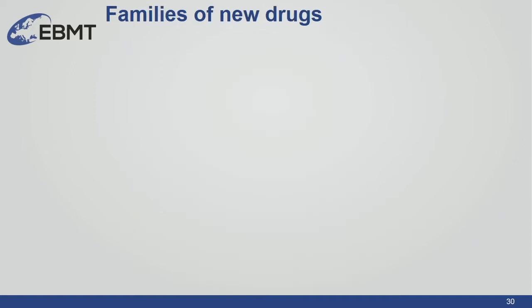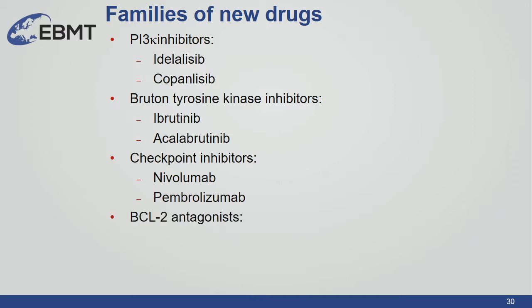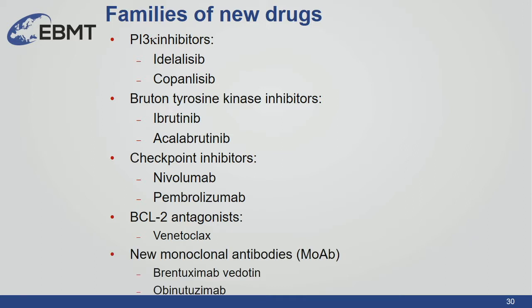So the families of new drugs that I was going to say we are using at the moment, but actually lots of them are still in clinical trials, but are of interest, are the PI3 kinase inhibitors, and the most frequently used are idelalisib, which is licensed, and copanlisib, which is still in clinical trials. Bruton tyrosine kinase inhibitors such as ibrutinib, which is licensed, and acalabrutinib, which is still in clinical trials. Checkpoint inhibitors such as nivolumab and pembrolizumab, BCL2 antagonists such as venetoclax, and new monoclonal antibodies such as brentuximab vedotin and obinutuzumab. Even if we call them new agents and new drugs, some of them are already in the routine management of these patients. Some of them are still investigational.